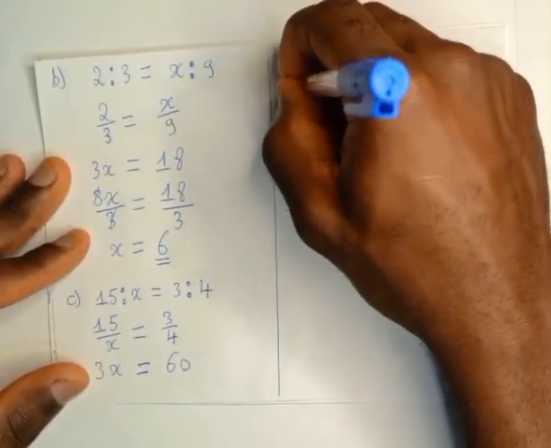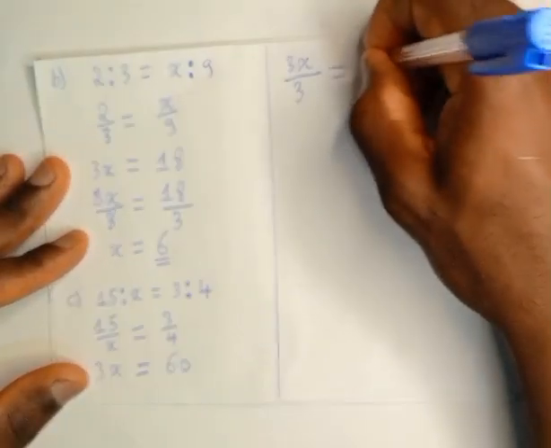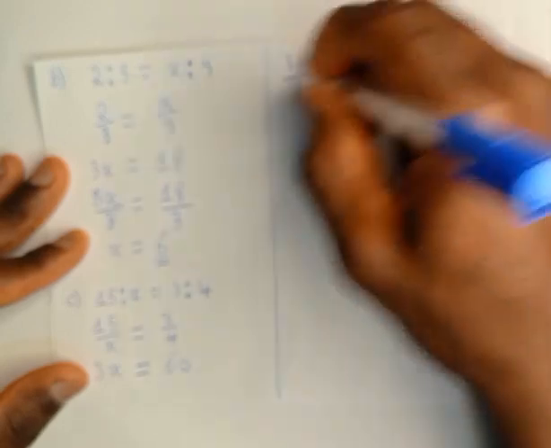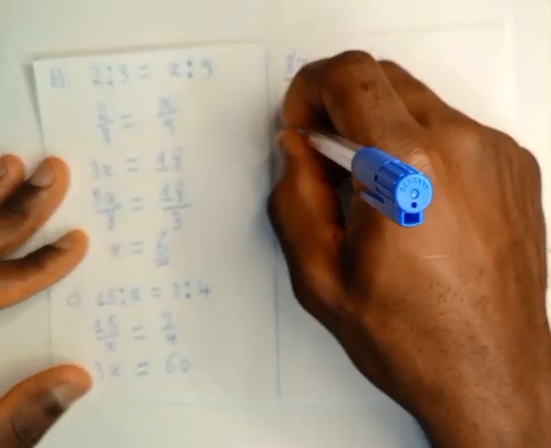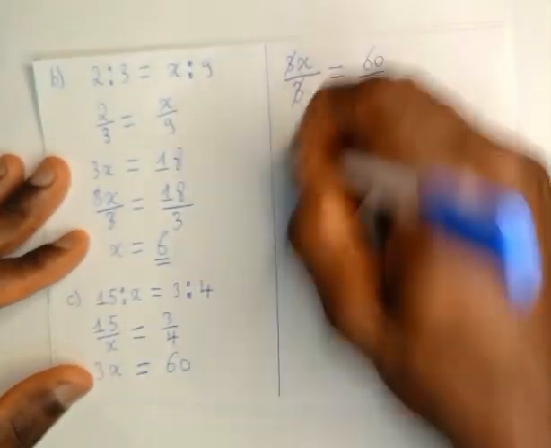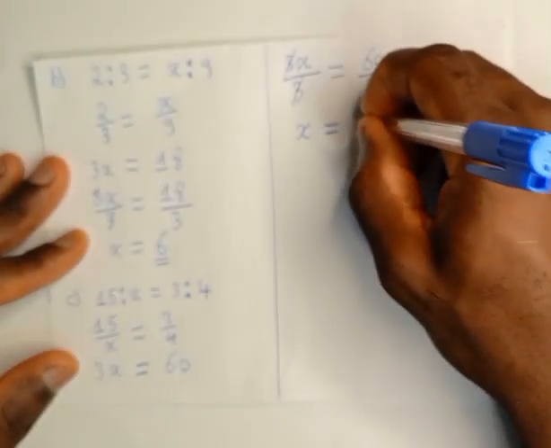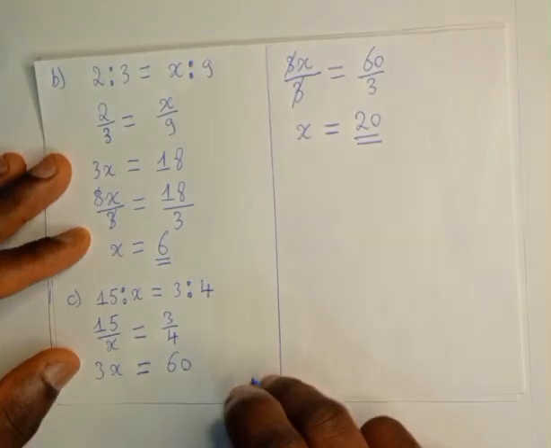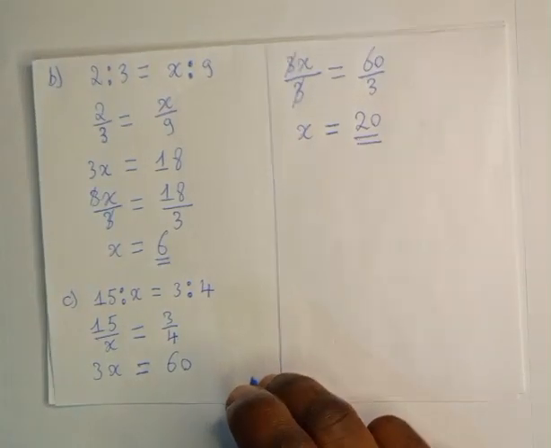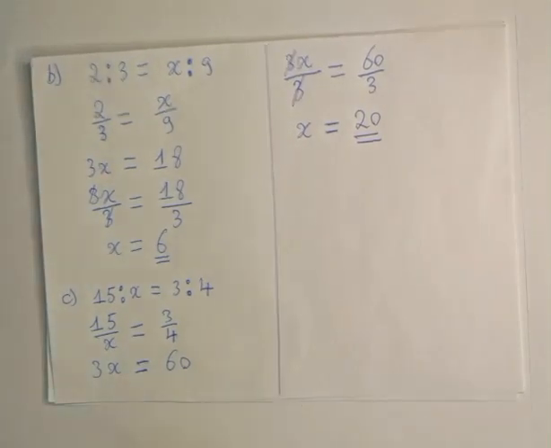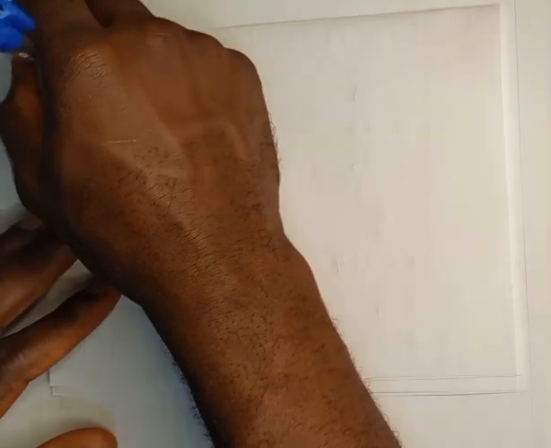3x divided by 3 is equal to 60 divided by 3. The 3's will strike off. X will simply be equal to 60 divided by 3 gives us 20. This is the value of x. We are done with question 2. We move now to question 3.